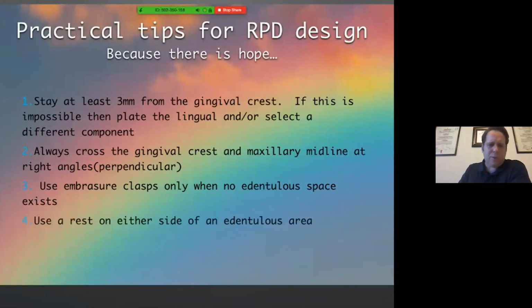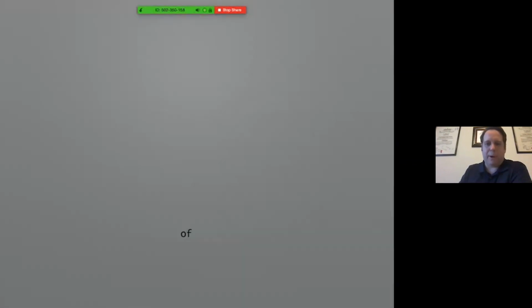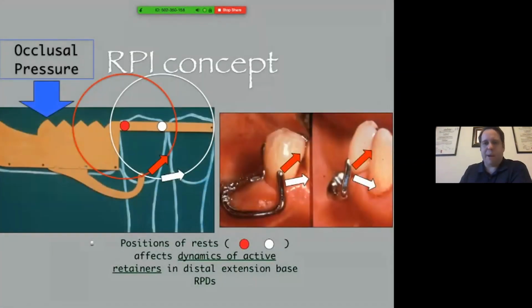You also want to use a rest on either side of an edentulous area, because that helps provide better support and avoid sinking or settling of the partial denture framework into the patient's mouth. And always use proper undercut; position and amount are critical for success. If you don't have enough undercut for your partial denture, what you have there is just a stabilizing arm, but the partial denture will likely come out just by a small sneeze. So making sure that you have the proper undercuts is paramount.